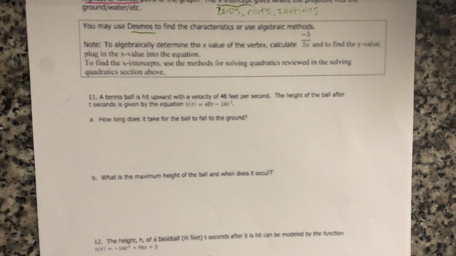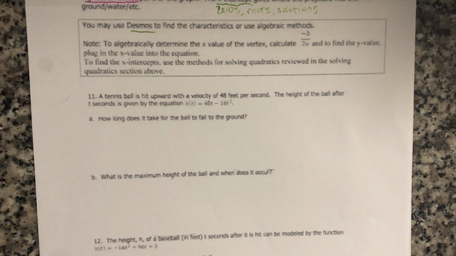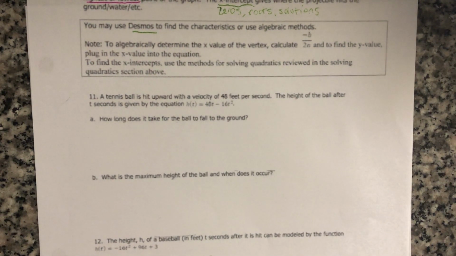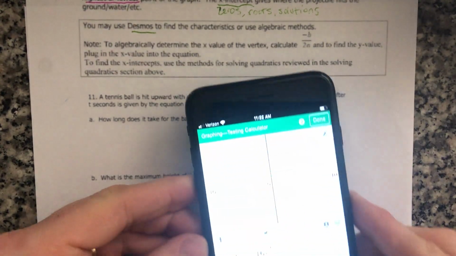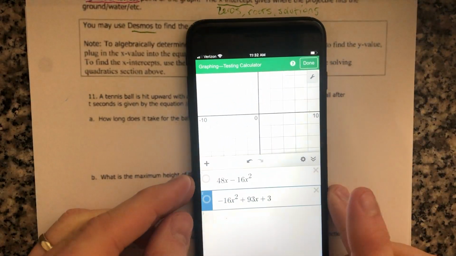So for number 11, we have a tennis ball that is hit upward with a velocity of 48 feet per second. The height of the ball after t seconds is given by the equation h of t equals 48t minus 16t squared. Sorry, I got the negative in the wrong spot there. So 48t minus 16t squared is our equation. So if we're in Desmos, the first thing we're going to do is just type that equation in.